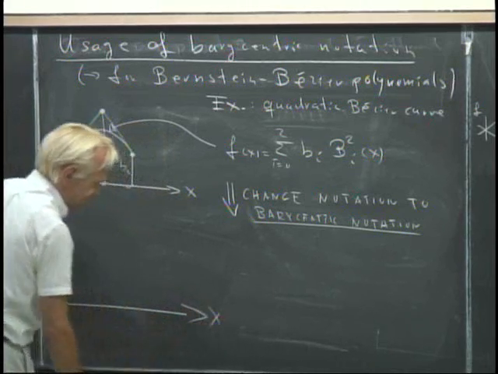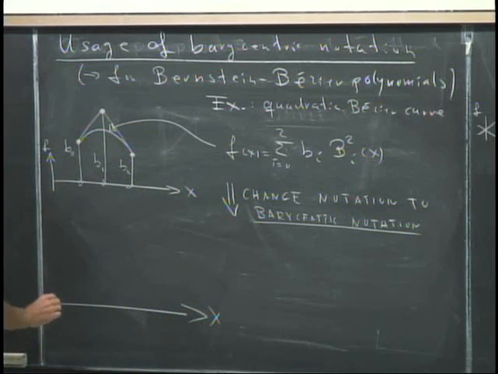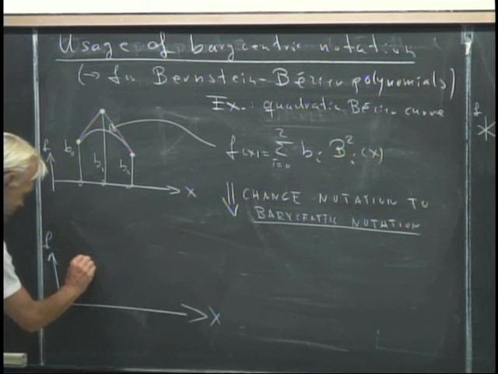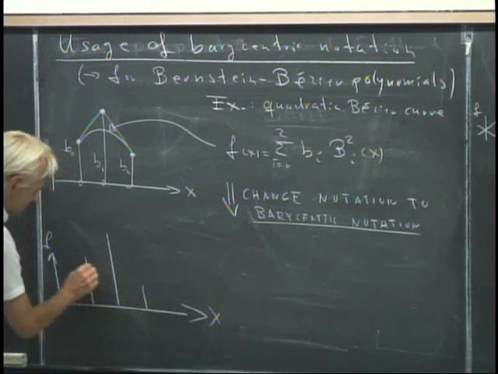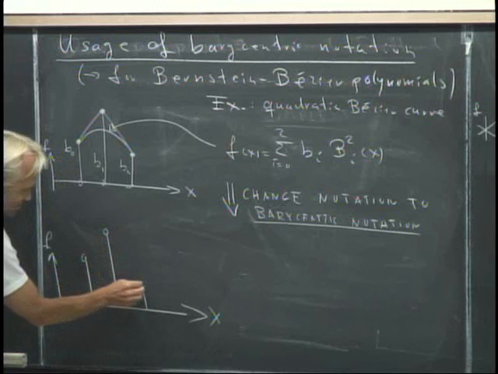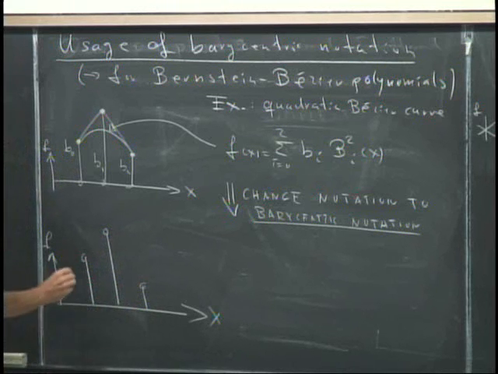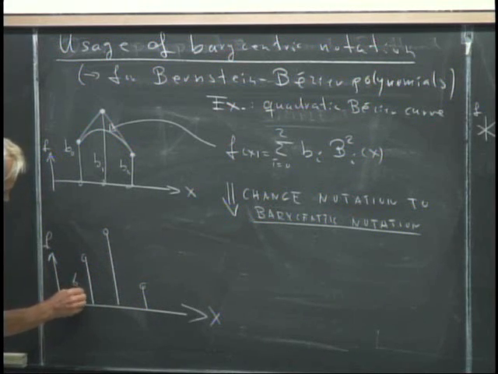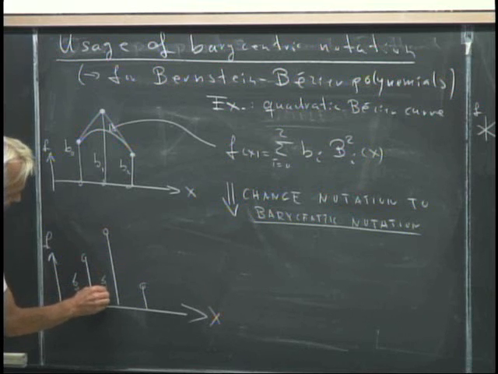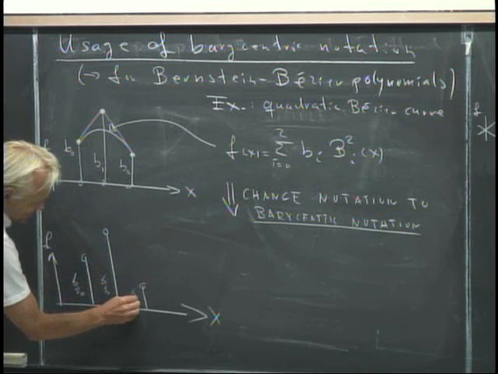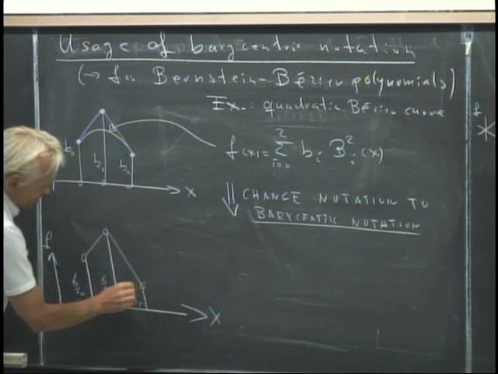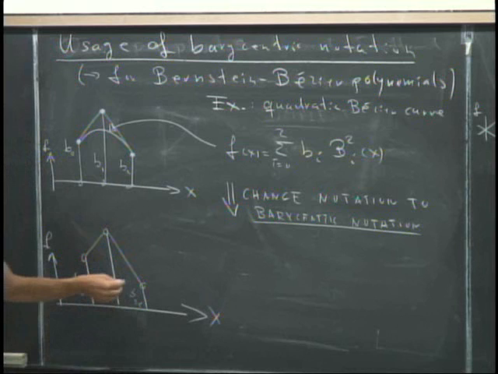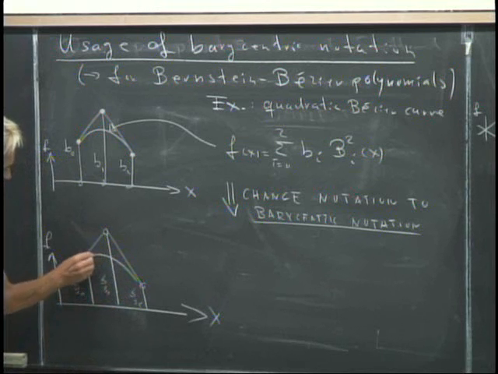This is still an x-axis. This is our space. And this is still our f. But now the sticks would have different names. They would have two indices. So this stick will now be called b2,0. This one will be called b1,1. This one will be called b0,2. Why is he making things so complicated when it could be so much simpler? Well, it's the same curve.